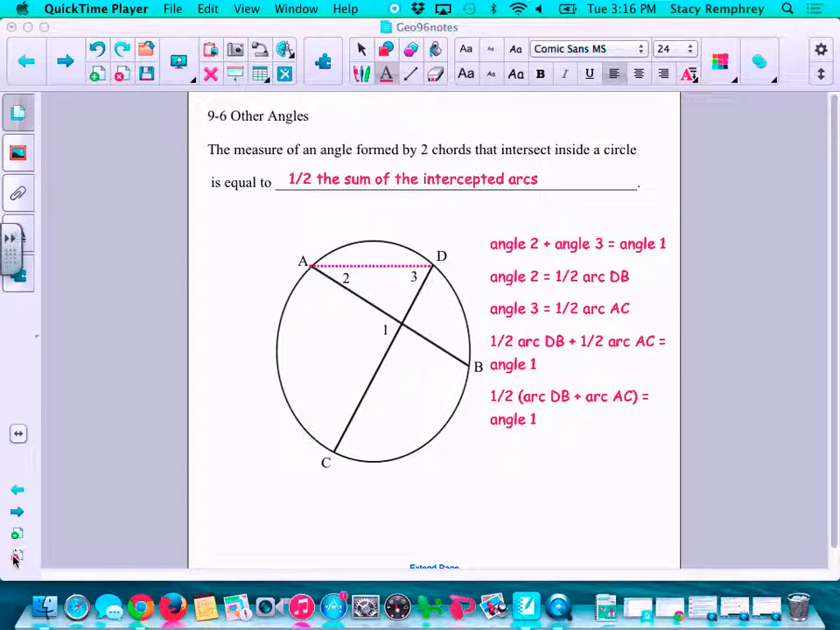Okay, these are the 9/6 notes. The measure of an angle formed by two chords that intersect inside a circle is equal to half the sum of the intercepted arcs. I kind of worked through that here of why.